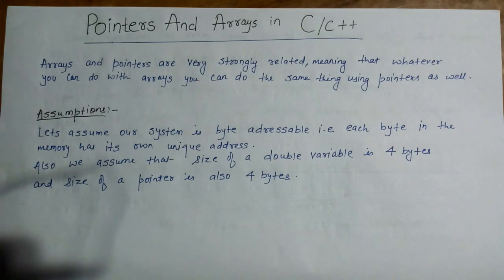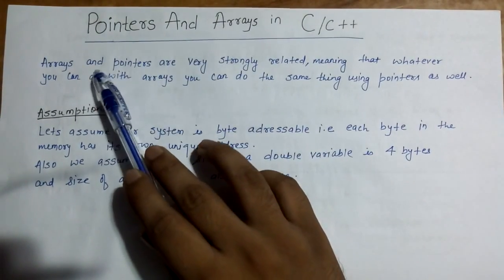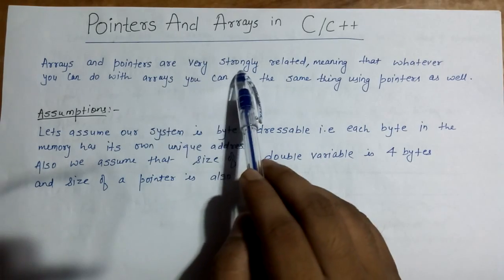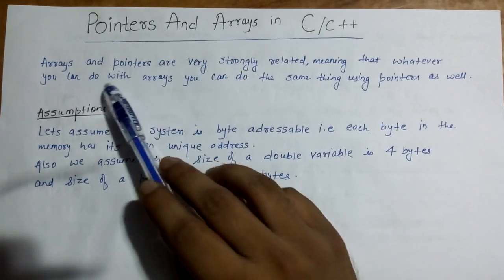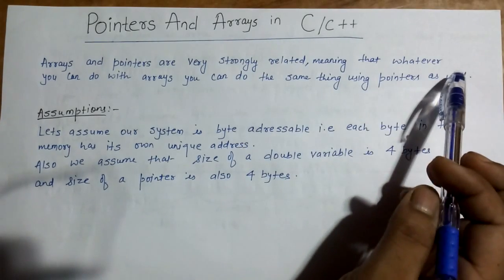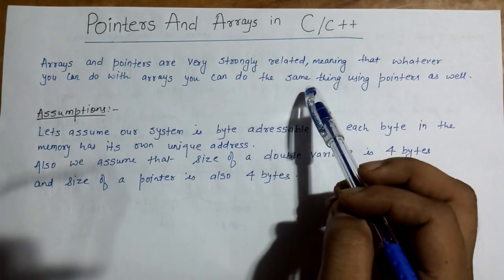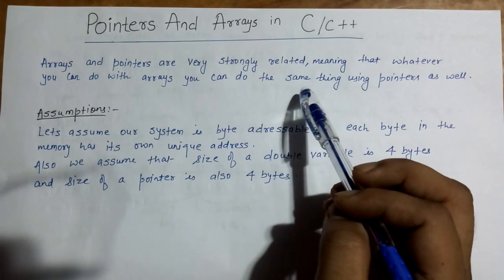In this lecture, we are going to learn about arrays and pointers in C and C++, how they are related and what is the difference between them. So let's start. Arrays and pointers in C++ and C. Arrays and pointers are very strongly related, meaning that whatever you can do with arrays, you can do the same thing using pointers. This means that you can use arrays and pointers interchangeably.